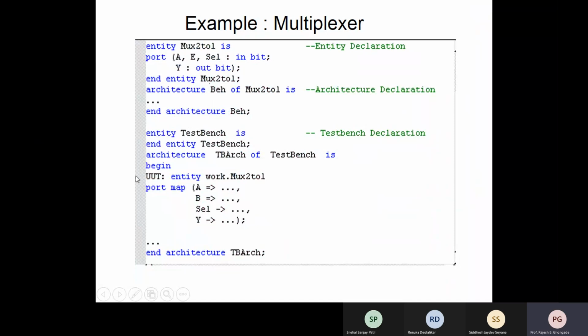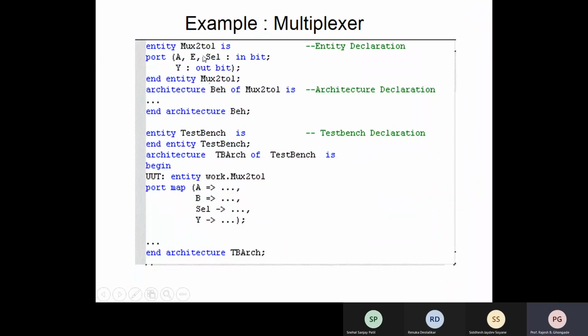Then we have another entity called test bench. This is the test bench declaration. It doesn't have a port declaration, but it will have the architecture declaration starting with the component instantiation of the unit under test that we have declared here.